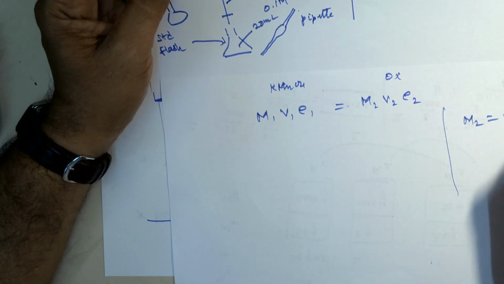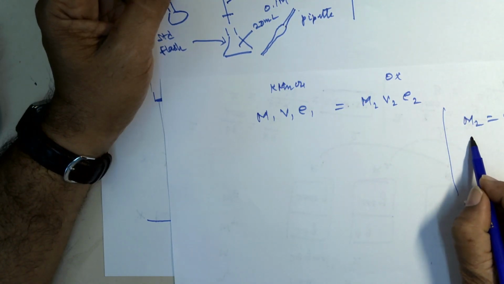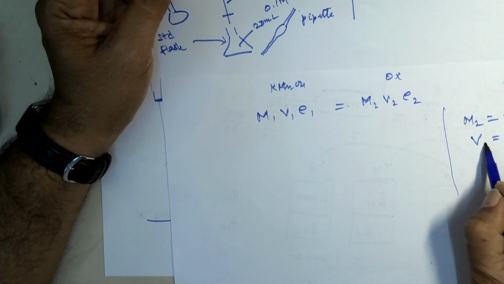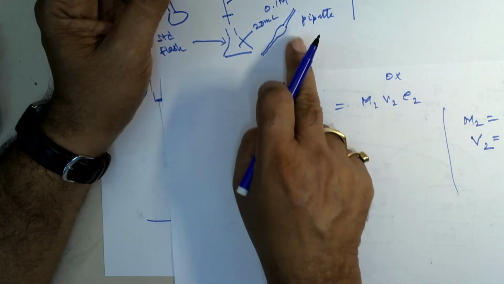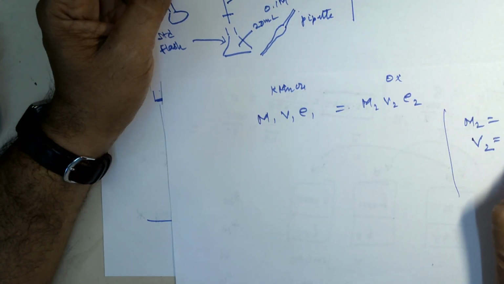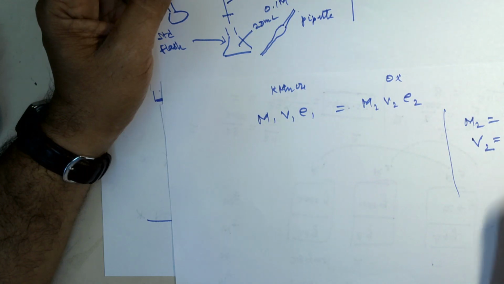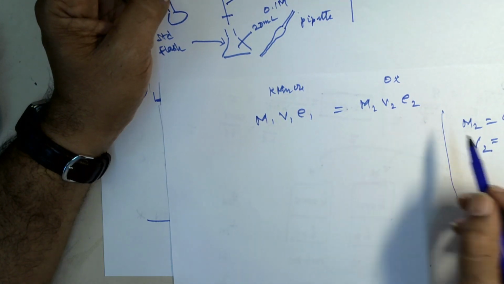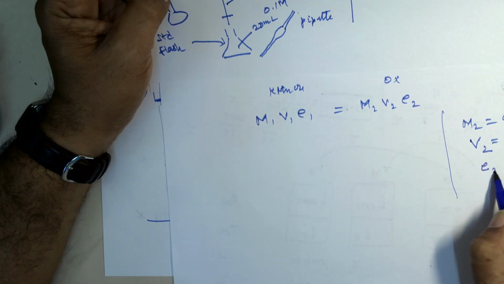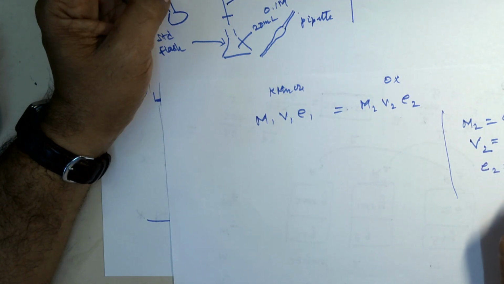So what is the value of M2? 0.1 molarity. And what is V2? V2 is oxalic acid, that is the pipette volume. We have taken 20 ml, right? And what about the valency factor of oxalic acid, E2? What is the oxalic acid factor? 2. Why? Because two electrons are transferred here.